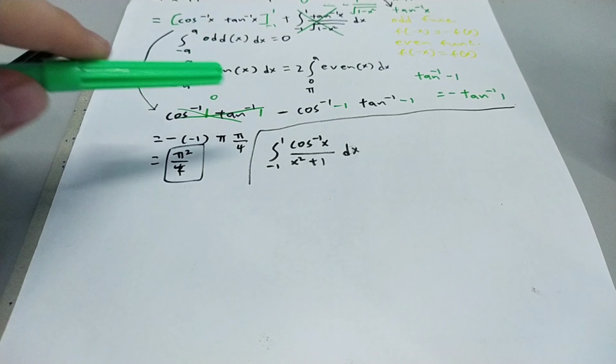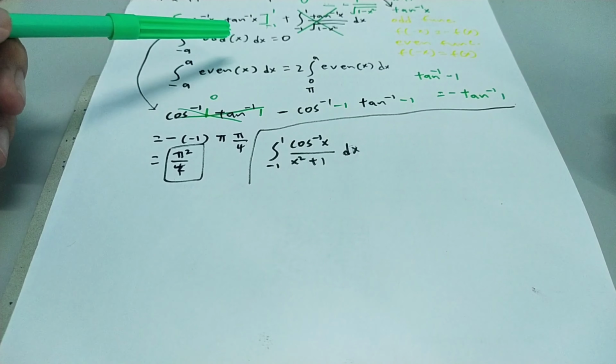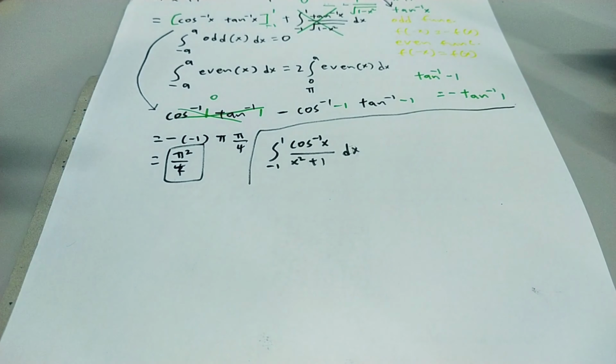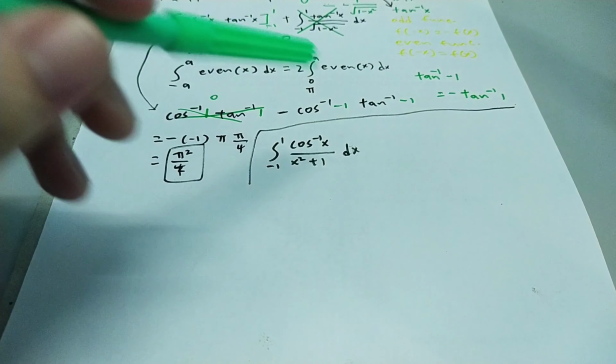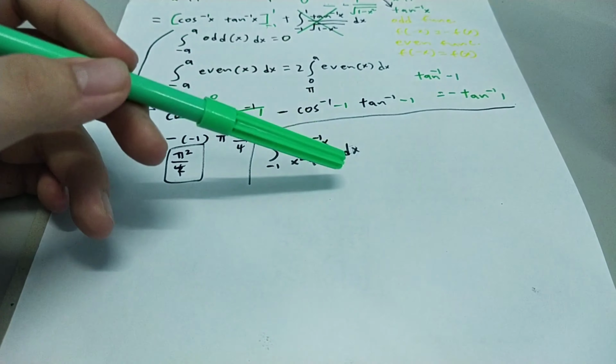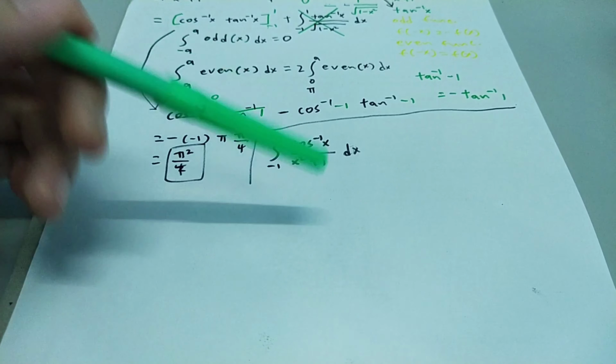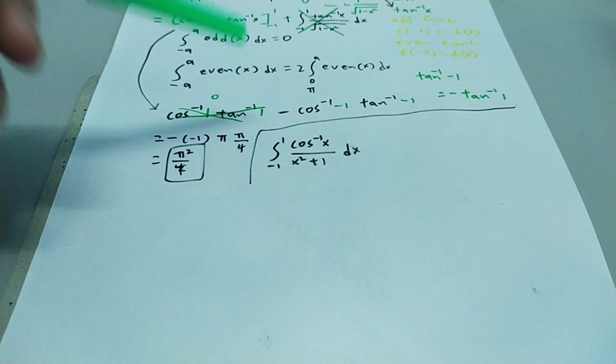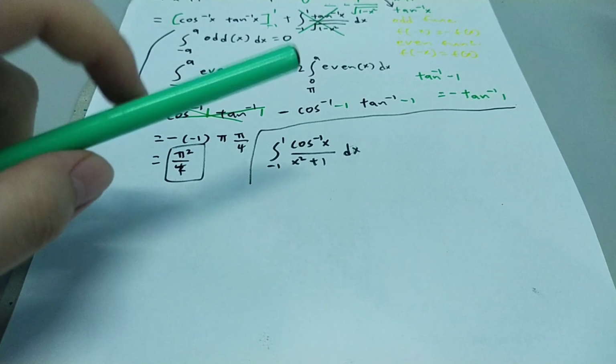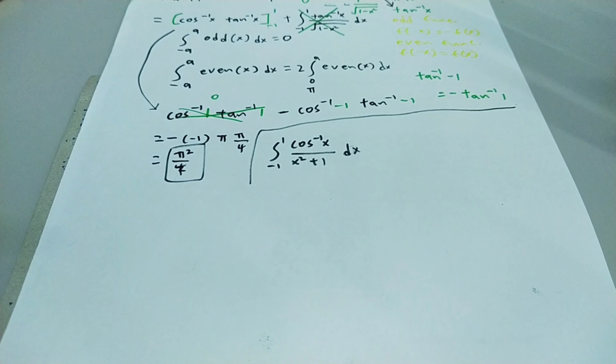Now remember what I wrote about the properties of odd and even functions. Since you already know what this is about, we can determine whether this function is odd or even in the first place. 1 over x squared plus 1 is an even function. But is inverse cosine of x an odd function or an even function? Well, neither. It is neither odd nor even.